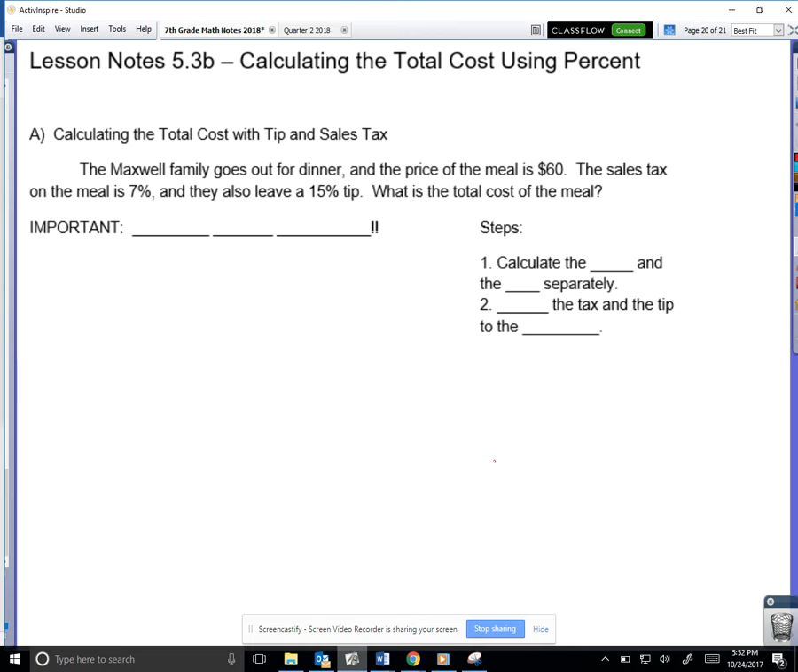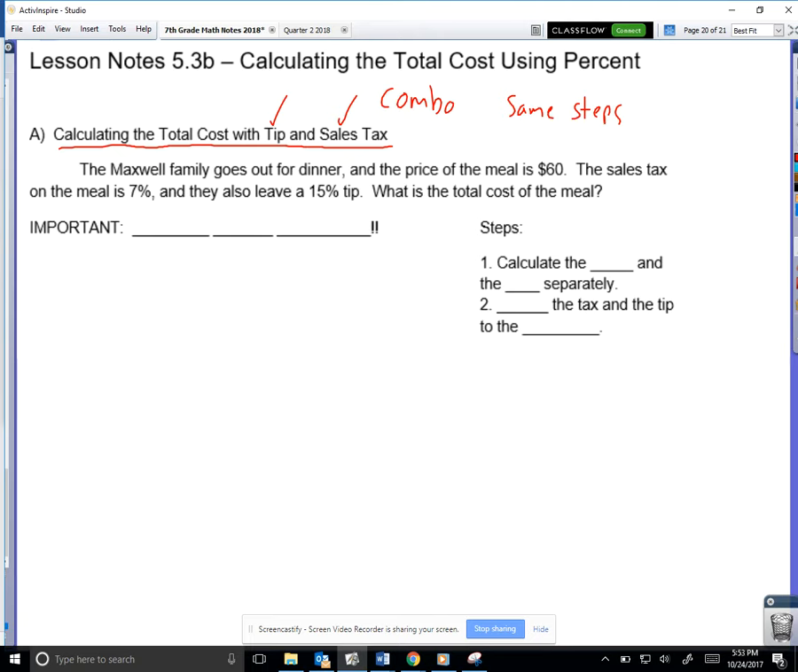We're going to be calculating the total cost using percent, but this time we're going to be doing a couple things. Like this first one, the total cost with tip and sales tax. So these are going to be some combo problems. They're the same steps that we've done, same steps, but we're just combining two things. We're going to combine the tip and sales tax to get our total cost. It's just going to get a little bit more complicated because we're applying a couple of different things instead of just one thing.